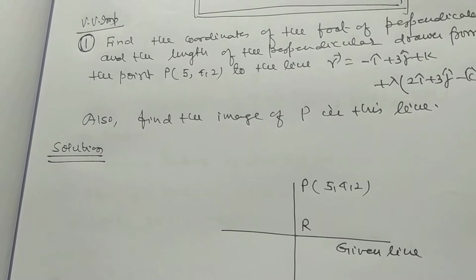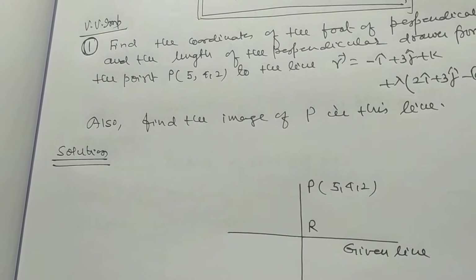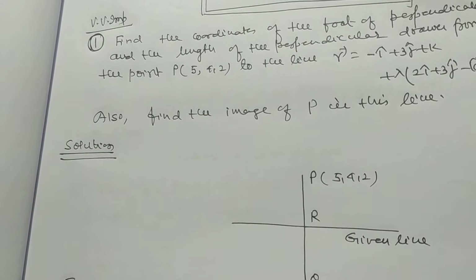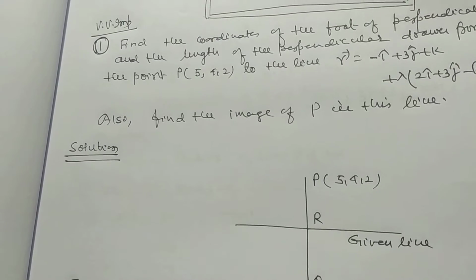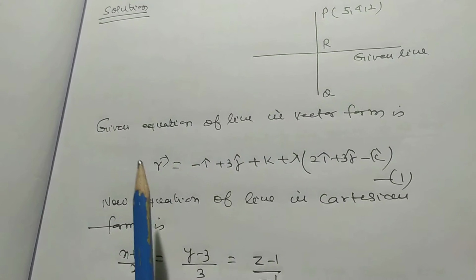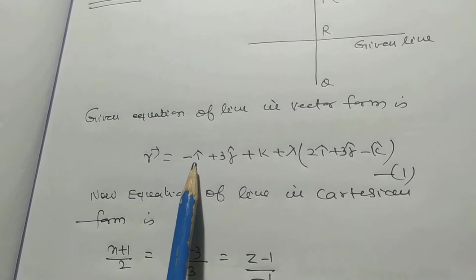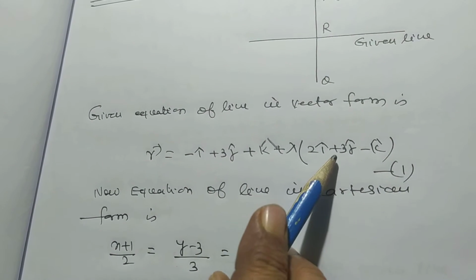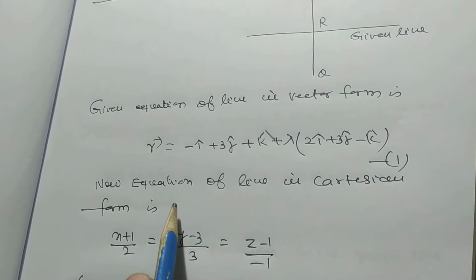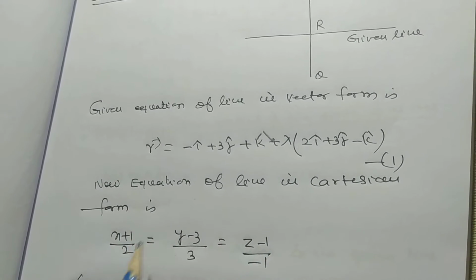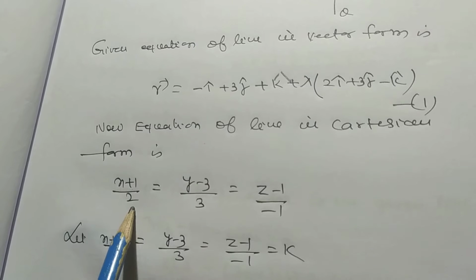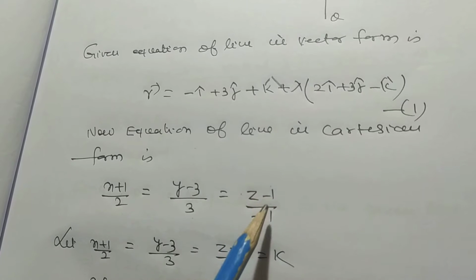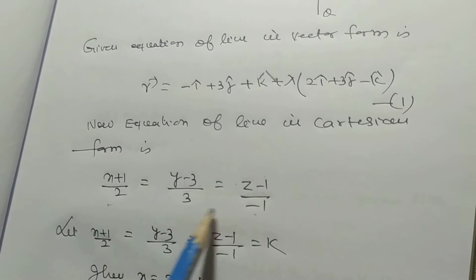And this problem is not a single problem, but it is a combination of so many small problems. The given equation of the line in vector form is vector r is equal to minus i cap plus 3j cap plus k cap plus lambda times (2i cap plus 3j cap minus k cap). Now the equation of the line in Cartesian form is (x plus 1) by 2 equals (y minus 3) by 3 equals (z minus 1) by minus 1. This is the direction ratio.